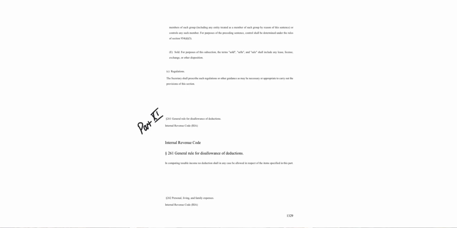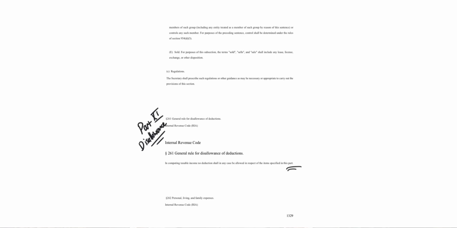So part 9, now we're talking about the disallowance provisions. So when you're looking at the tax treatment rule, you're going to see that almost all of these tax treatment rules are disallowance. So section 261. General rule for disallowance of deductions. In computing taxable income, no deduction shall in any case be allowed in respect of the items in this part. So it's just saying, hey, you look at part 9 for disallowances.